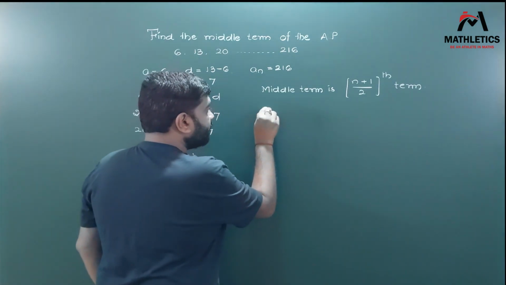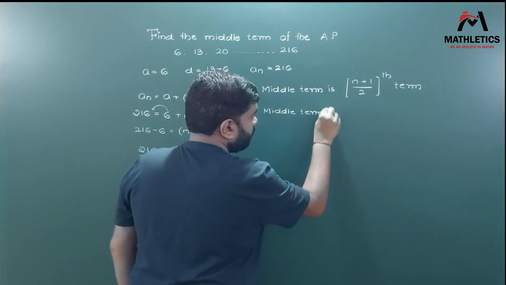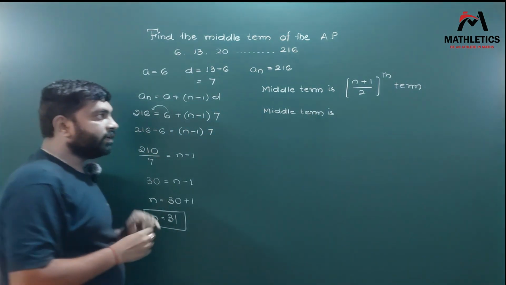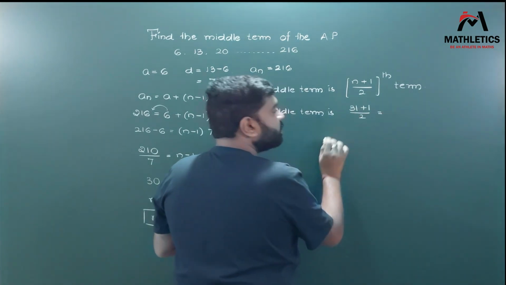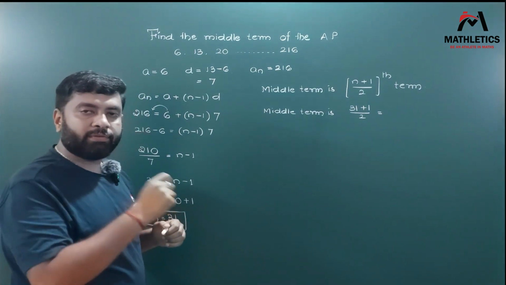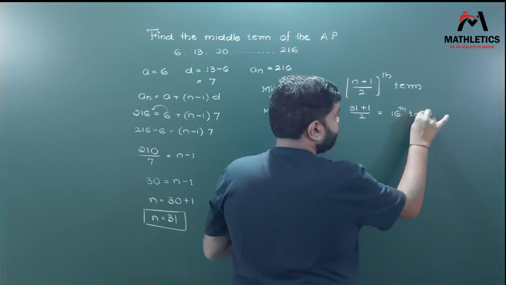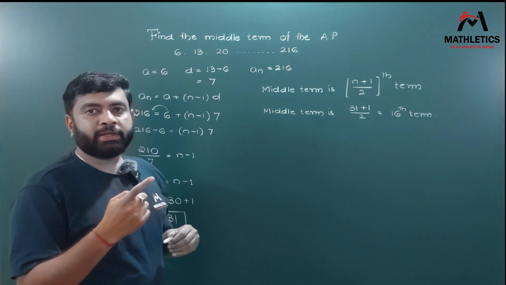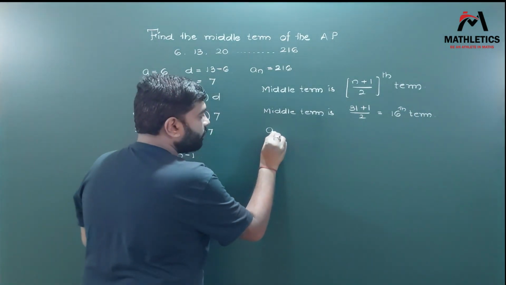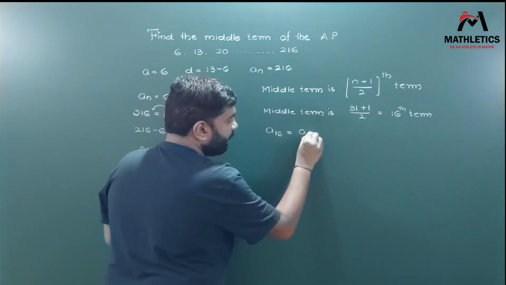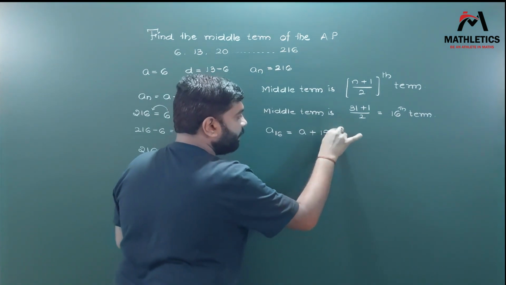So then the middle term is, the value of n is 31. So 31 plus 1 by 2 means 31 plus 1 is 32, divided by 2 is 16. So the 16th term will be the middle term. But I want to calculate the 16th term. So the 16th term is nothing but A16 that I wanted to calculate. A16 is nothing but A plus one lesser than this. 16 is given, then I need to write 15D.